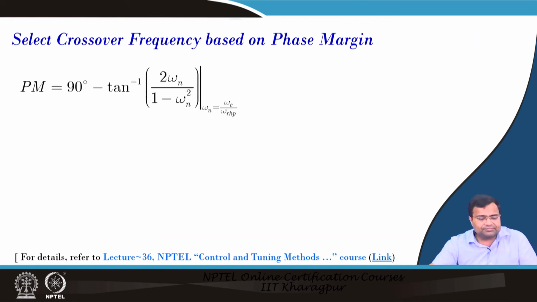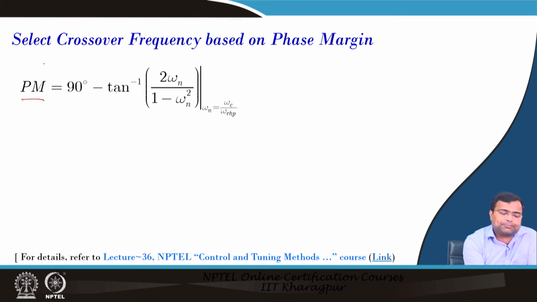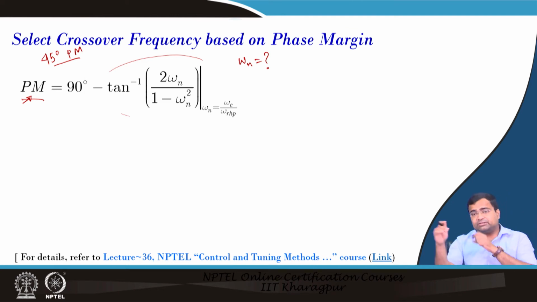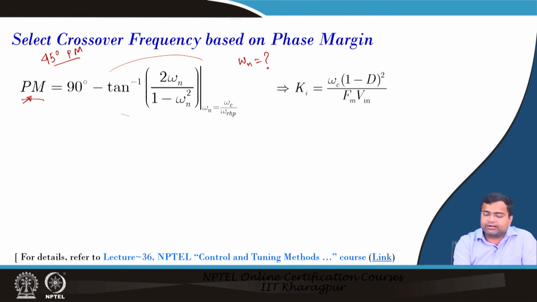Now, how to design? First, select the crossover frequency based on the phase margin. If you set a desired phase margin, suppose I want to achieve, let us say, 45 degree as my desired phase margin, then you set this here to 45 degree and solve this tan inverse, and there you will get the omega n value for the 45 degree phase margin. Once you get that, what is omega n dash? It is nothing but omega c by omega RHP. So you will get the omega n dash value.